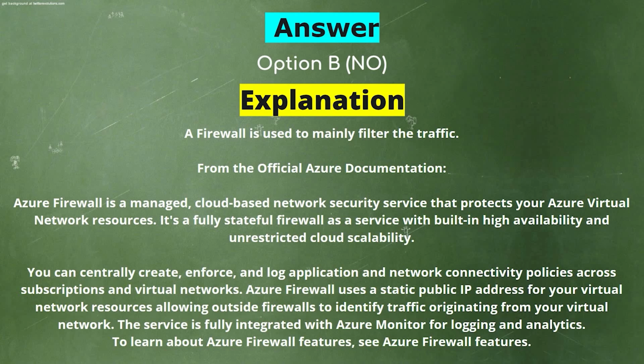You can centrally create, enforce, and log application and network connectivity policies across subscriptions and virtual networks. Azure Firewall uses a static public IP address for your virtual network resources, allowing outside firewalls to identify traffic originating from your virtual network. The service is fully integrated with Azure Monitor for logging and analytics. To learn about Azure Firewall features, see Azure Firewall features.